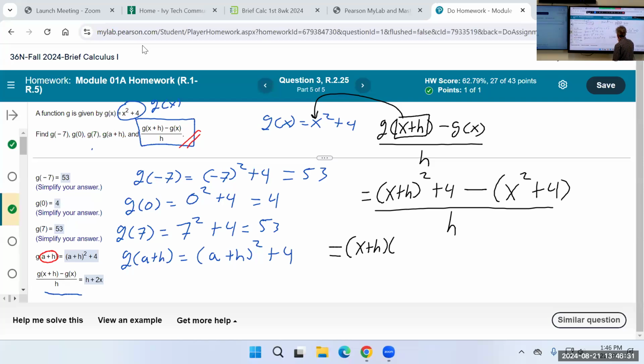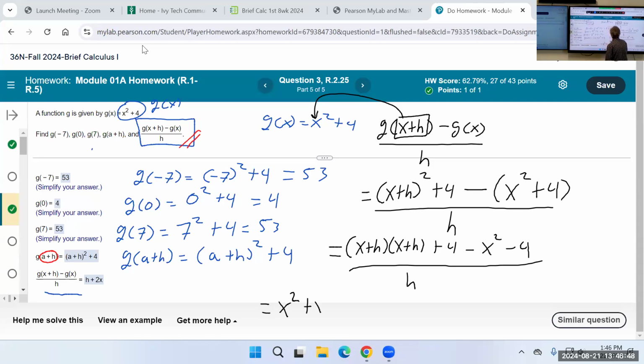x plus h plus h plus 4 minus x squared minus 4 over h. And I'm going to continue to distribute and see if I can cancel any like terms. So I have x squared plus hx plus hx plus h squared plus 4 minus x squared minus 4, all over h.